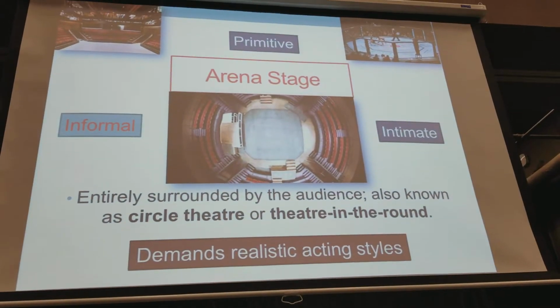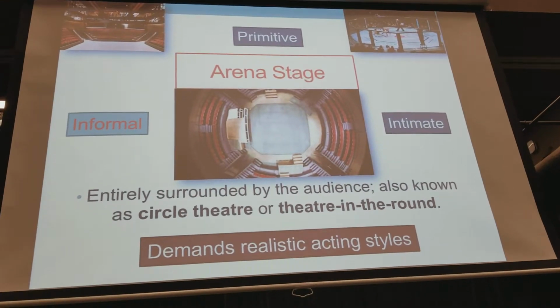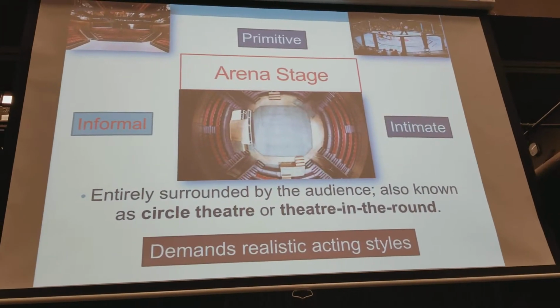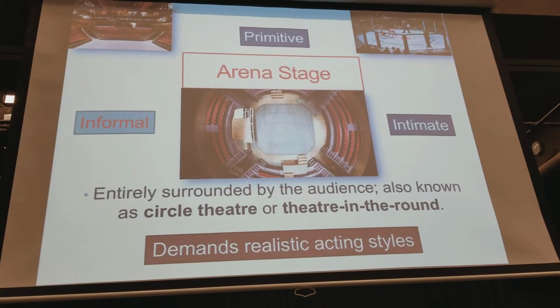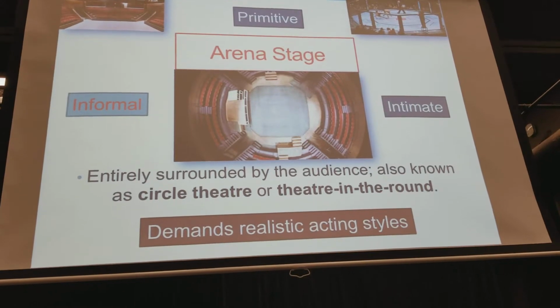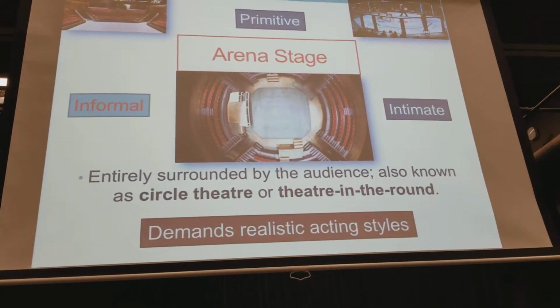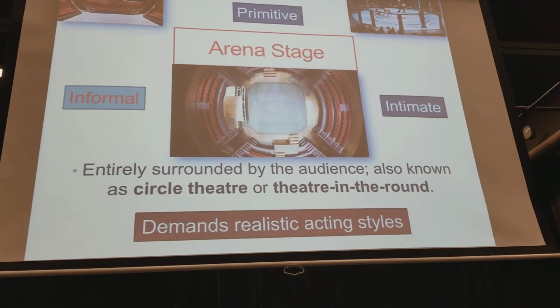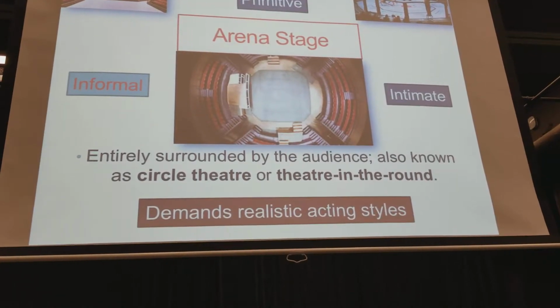Okay, the next is an arena stage, which is sometimes called theater in the round, because the space is circular. So it is entirely surrounded by the audience, right? So we went from just one section, essentially a fourth of the space, to everything. And all the action takes place in the middle, right?